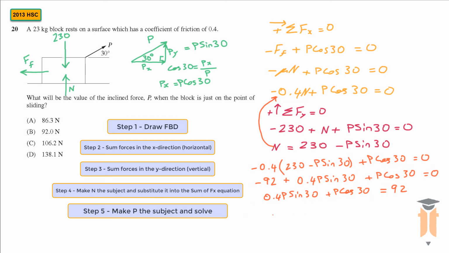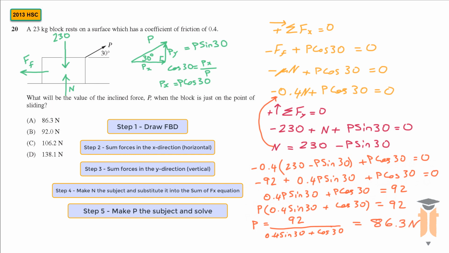Now factorize the P, so we take the P out and we get P times (0.4 sine 30 plus cos 30) equals 92. Now I want to make P the subject, so I do 92 divided by the thing in the brackets. So P is equal to 92 over (0.4 sine 30 plus cos 30). Plug that into the calculator and you get 86.3 newtons. And that's your answer.